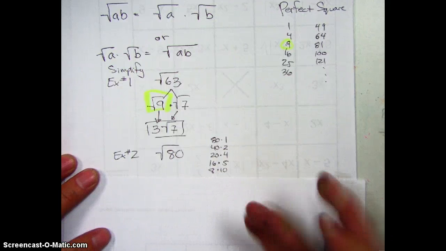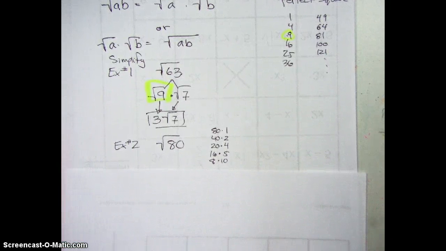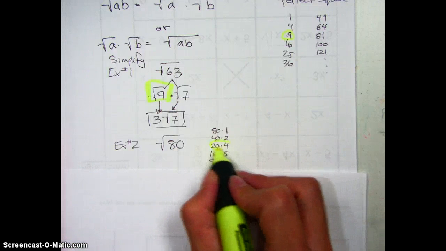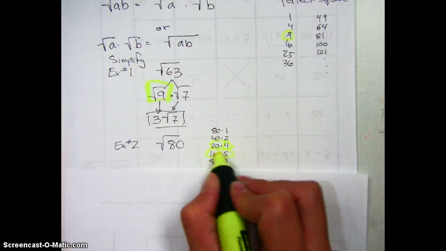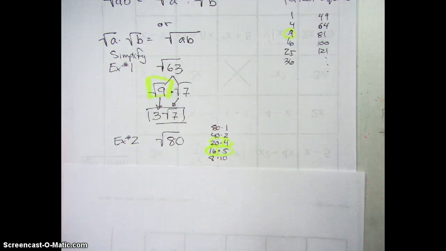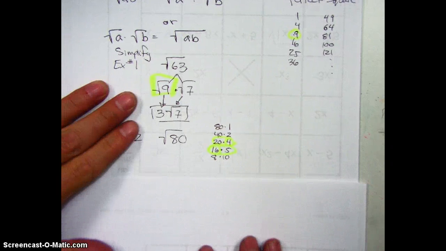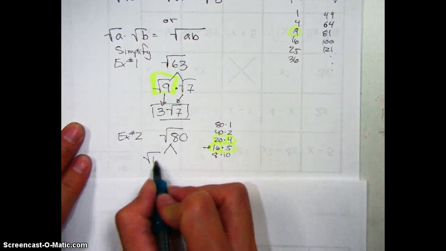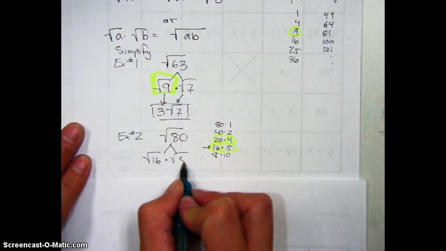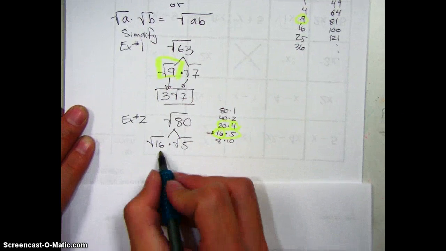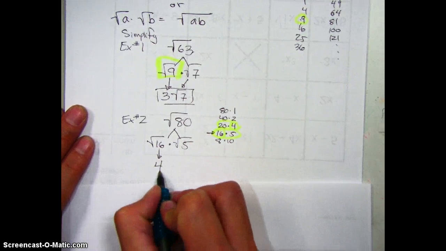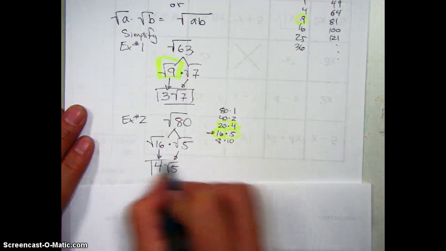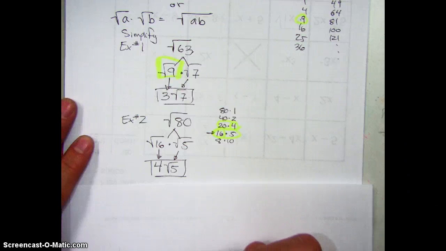8 times 10. So this is a good thing, and now I can see that of the two that I've used with my factors, this one happens to have a perfect square, and so does this one. But I want to use the one that has the largest perfect square, so that's going to be this one right here. So I'll split this up, and I'll say the square root of 16 times the square root of 5. Square root of 16, that's a perfect square, that's 4. Square root of 5, I can't break it down any further, so I leave it at 5. Okay, so that would be my answer there.